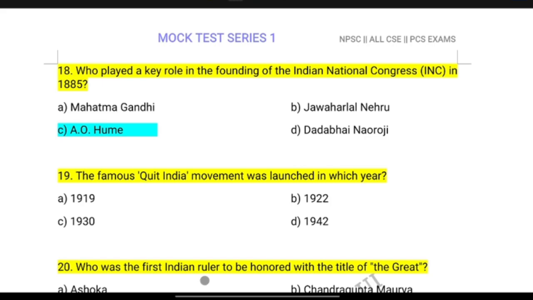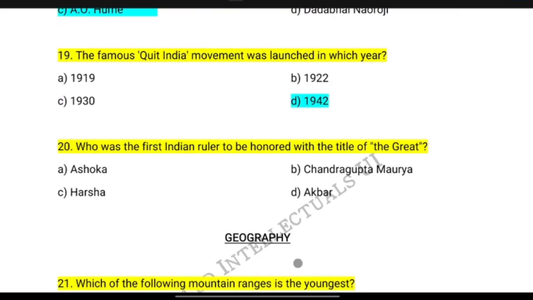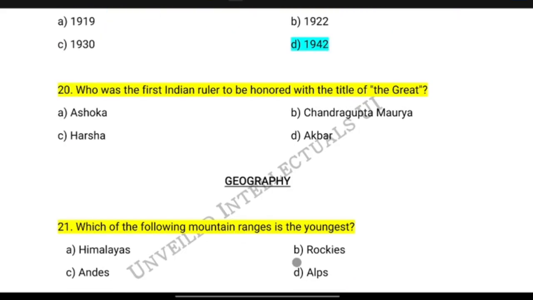19. The famous Quit India movement was launched in which year? Answer. D. 1942. Explanation. The Quit India movement, also known as the August movement, was launched by Mahatma Gandhi in 1942, demanding an end to British rule in India. 20. Who was the first Indian ruler to be honored with the title of the Great?